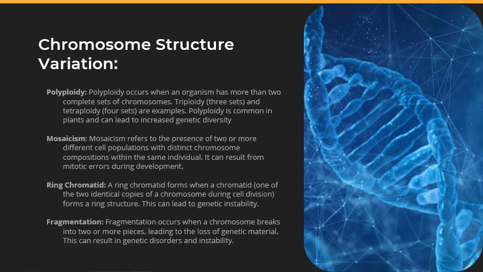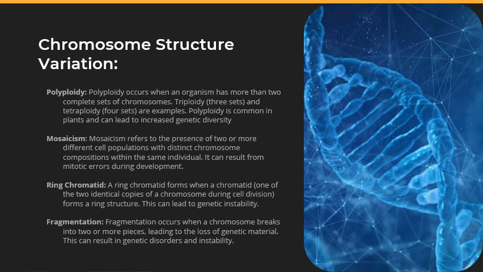The consequences can vary widely depending on which cells are affected and the nature of the genetic changes. Some cells may carry normal chromosomes, while others may have chromosomal abnormalities. Mosaicism can result in a range of clinical manifestations, from mild to severe, depending on the tissues and systems affected. It can complicate genetic diagnosis and counseling.